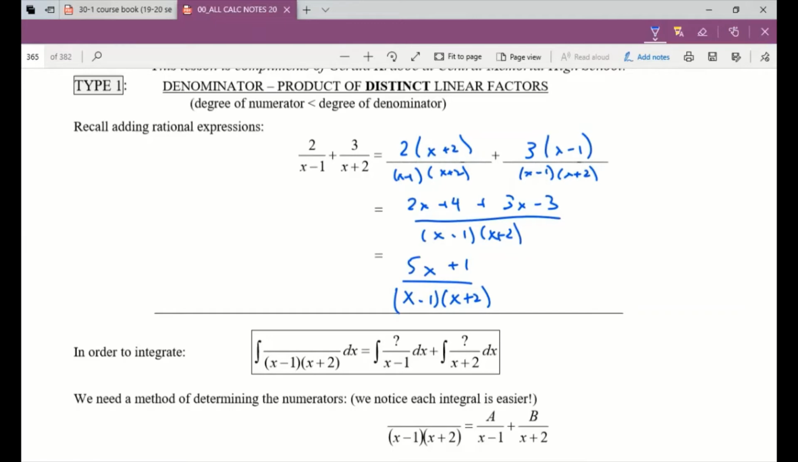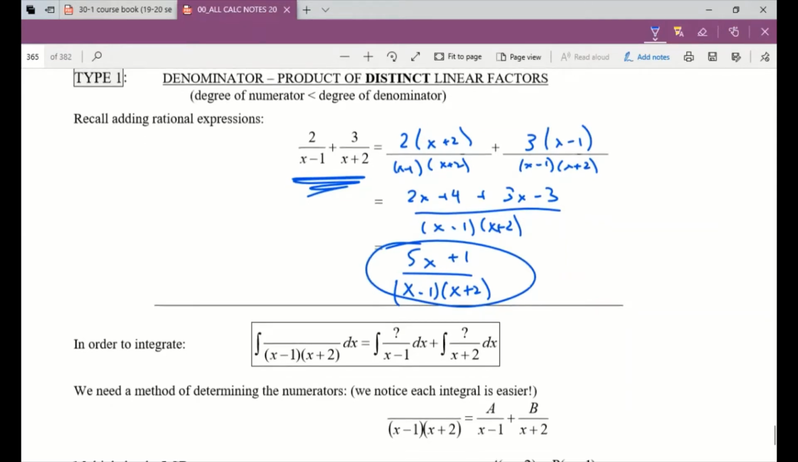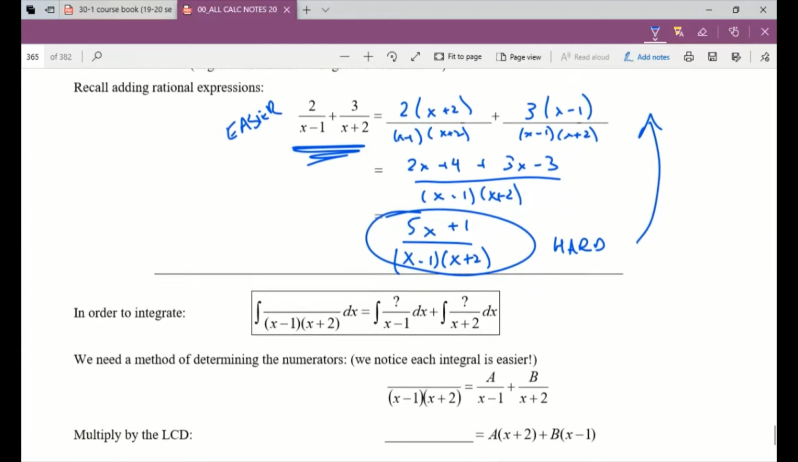So what that means is if we're given something like this, somehow you should be able to break it apart into two rational expressions, which will probably be a little bit easier to integrate. So this one right here, hard to integrate. This one right here, a lot easier. What's tricky is going through this process this way, but it's doable.